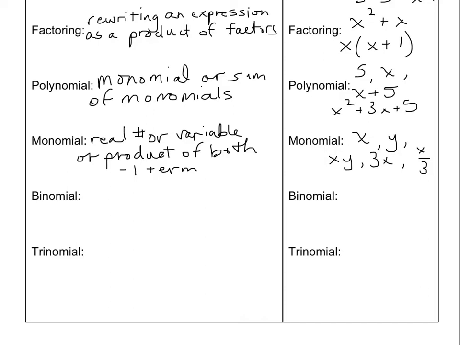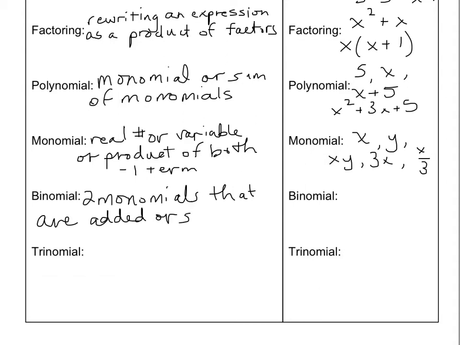A binomial, okay, if you look at the beginning of this word, bi means two. So this is two monomials that are added or subtracted. Okay, two monomials that are added or subtracted.